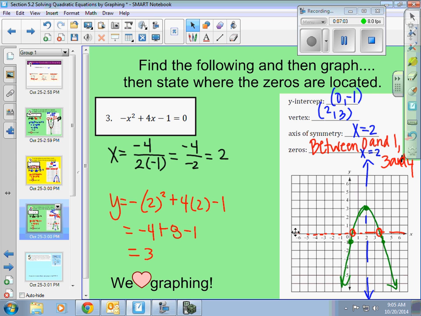So remember, the only thing that we're really doing new today is we're saying where the zeros are. And remember, the zeros are your roots, and they are located on your x-axis. So wherever the quadratic or the parabola hits the x-axis, those are your zeros. Let's go ahead and look at a few word problems.